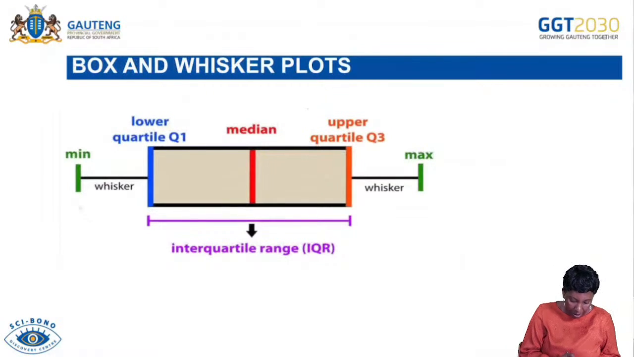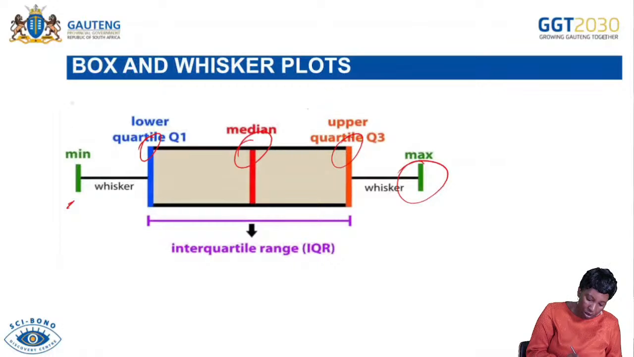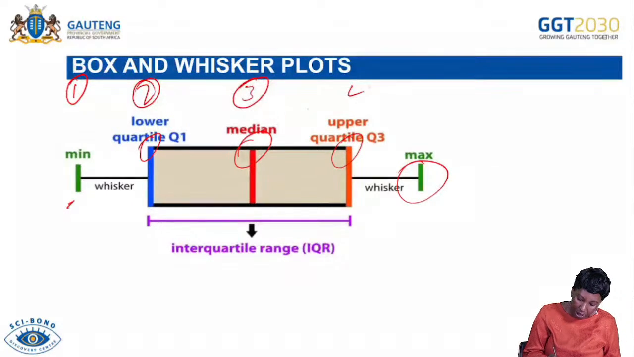Now with the 5-point summary, we have our minimum, our quartile 1, our median. Median is the middle one, and then we have quartile 3, and then the maximum. If they say answer based on the 5-point summary, that means this will be your point number 1, point number 2, point number 3, point number 4, and then point number 5.